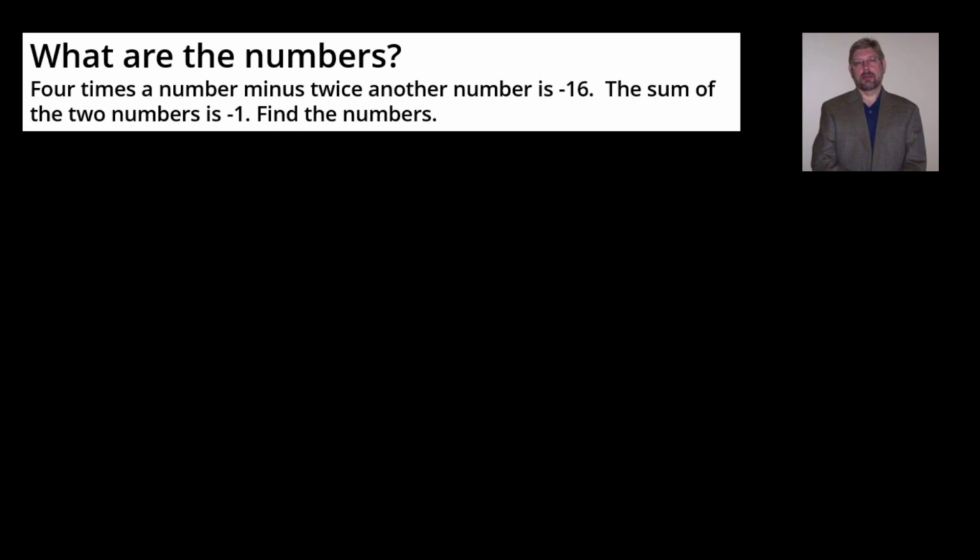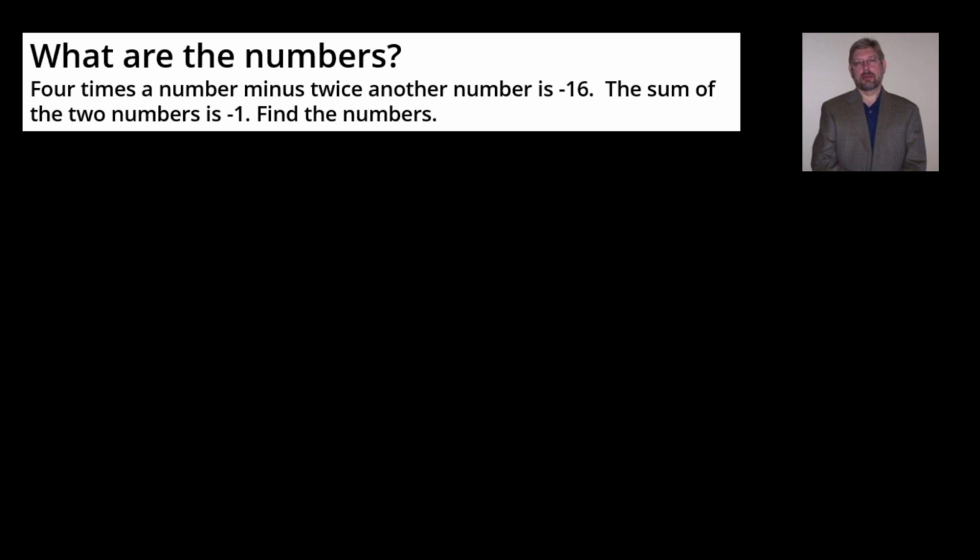What are the numbers? Pause the video and try this on your own, and when you're done, come back to the video. The problem reads: 4 times a number minus twice another number is negative 16, and the sum of the two numbers is negative 1. Find the numbers.